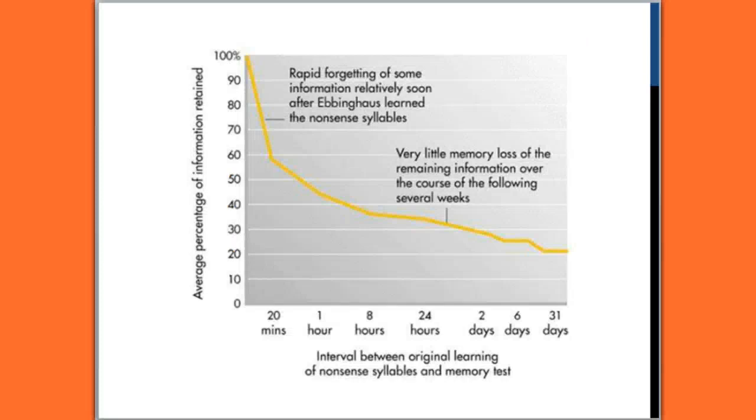Here we have a chart that just shows rapid forgetting of some information relatively soon after Ebbinghaus learned the nonsense syllables, and very little memory loss of the remaining information over the course of the following several weeks. So there is a point at which we tend to retain a certain amount of information for a fairly long period of time, and then of course it will gradually fade away. That's the only point of this.